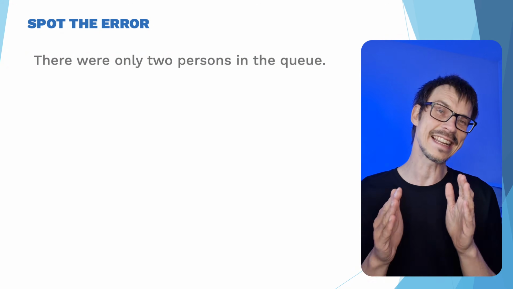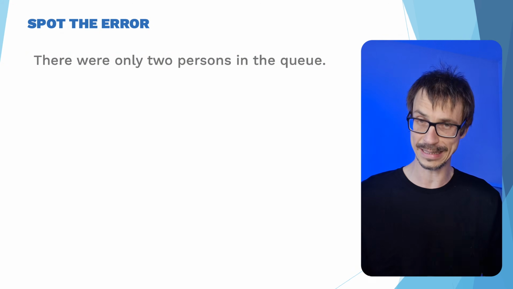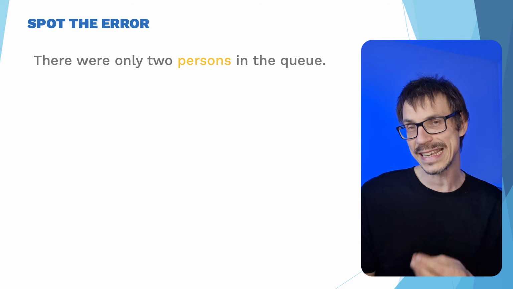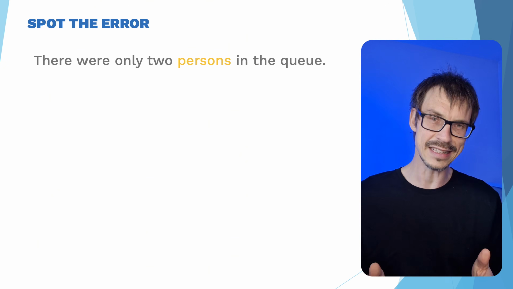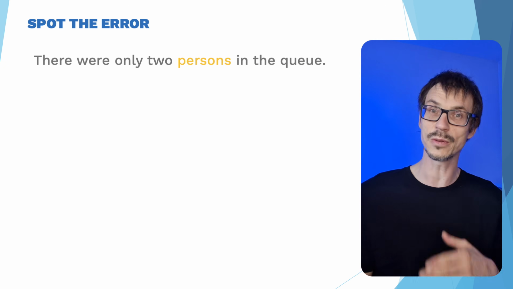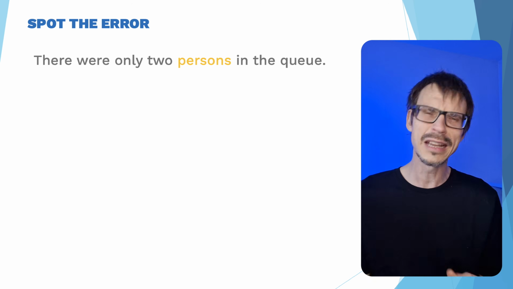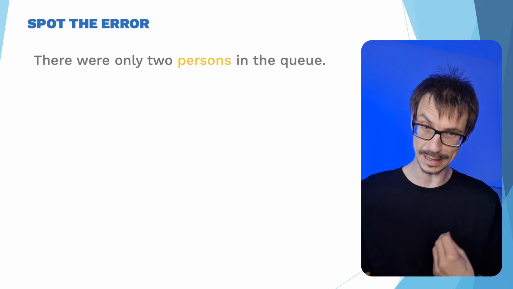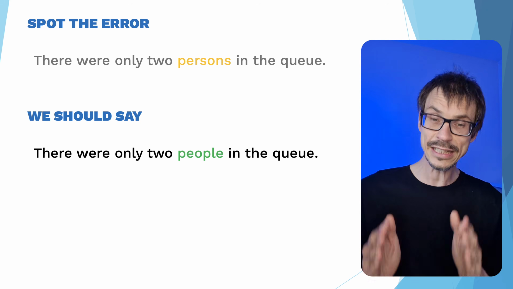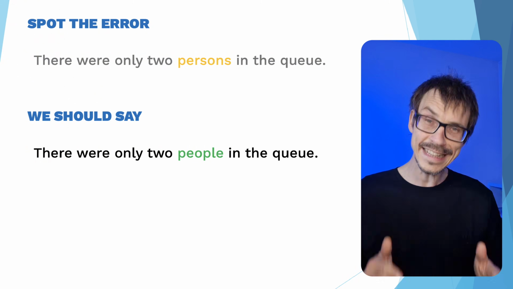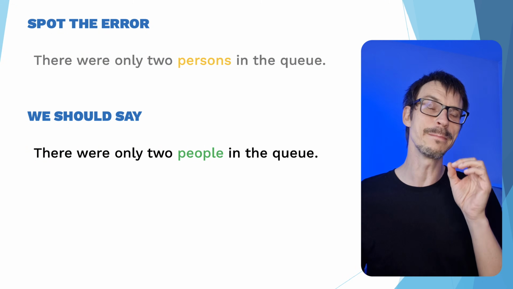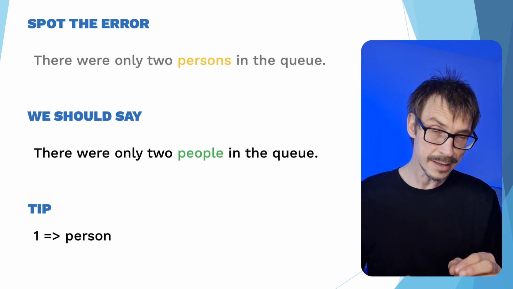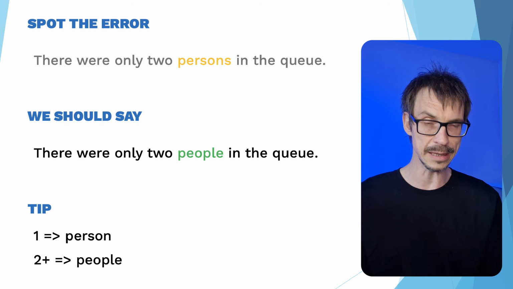Over to our next sentence, and here we have another very, very typical error. And this is to do with the word persons, because in English, in a context like this, you can't say persons with the S. You have to say, well, what do you need to say? What's the plural of person? It's people, right? So we should say, there are only 2 people in the queue. And in English, you basically use the word people whenever there are 2 or more. So 1 person, 2 or more people.